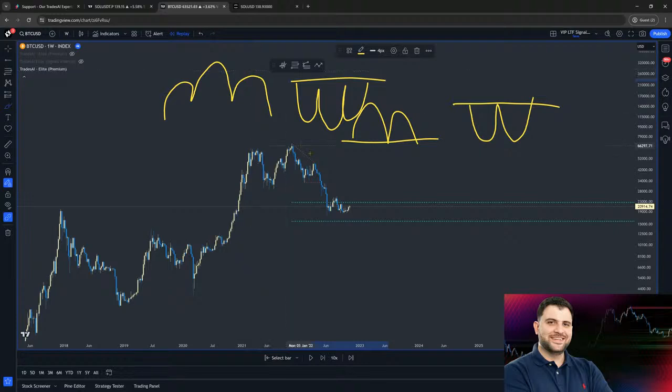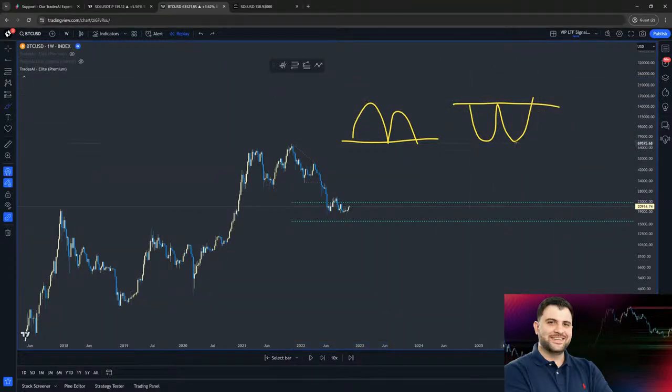So keep these in mind whenever you spot them on the chart. You expect most of the time the move happens on the high time frame. You spot them on the high time frame, most probably the move will happen in that direction. So let's keep this one. This is a double top. You can see it in here.